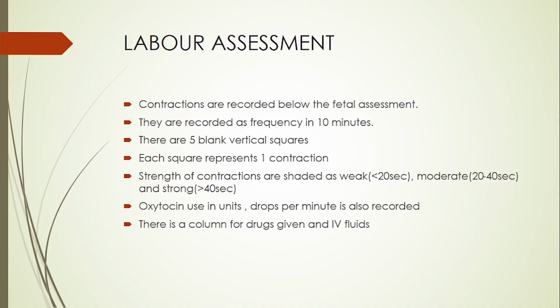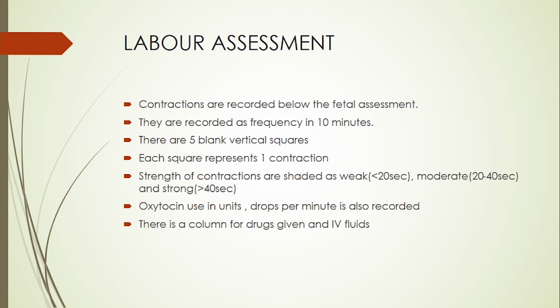The next assessment on the pathograph is the labor assessment, which is the main thing, and this is where you assess the contractions. The contractions are recorded below the fetal assessment, and they are recorded in frequencies of in 10 minutes. You want to count the number of contractions in 10 minutes. There are 5 blank vertical squares on the pathograph to indicate contractions, and each square represents a contraction. You need to indicate how many contractions in those boxes.